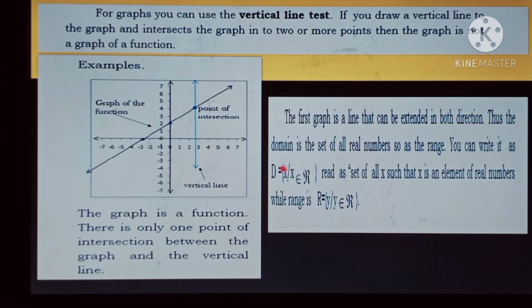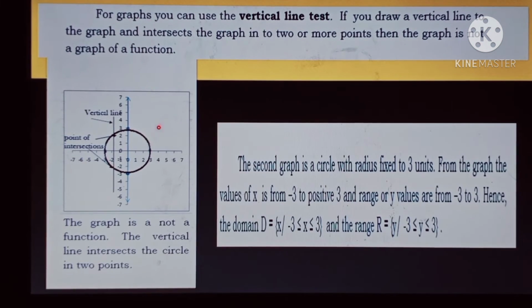Again, the notation {x | x} is read as the set of all x such that x is an element. The inverted E means element and the script R is the real numbers. While the range is represented as R, the set of all y such that y is an element of the real numbers. So, how about this example?